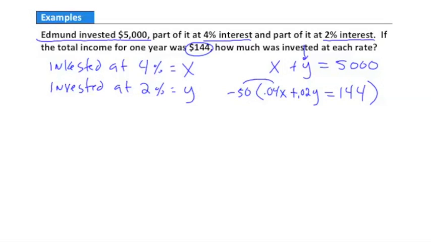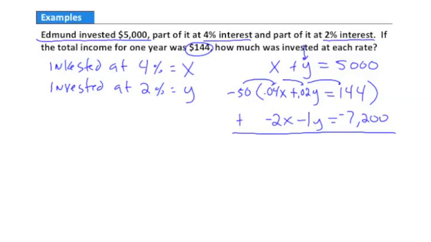So -50 times 0.04, when I do that multiplication, I get -2x. And when I take -50 times 0.02, we already talked about that, that's going to give me a -1y. And when I take -50 times 144, that's going to give me -7,200.